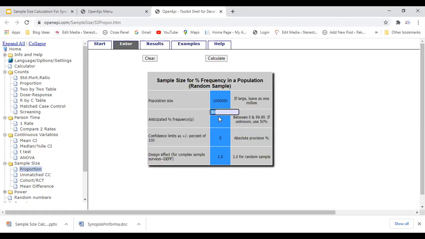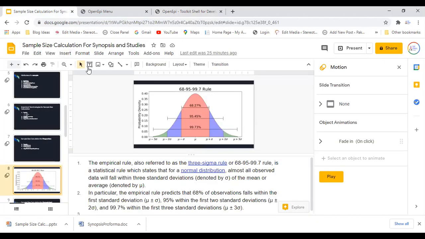You can find the frequency of the disease by studies. Just go find and input, and then once you have found the proper prevalence, you can find the sample size with the help of this. This is for proportion, if you want to study the proportion of a disease in a particular population. So if you have any questions till now, please do ask.